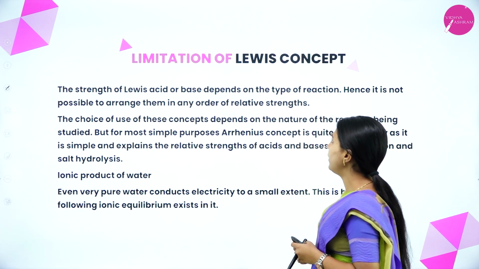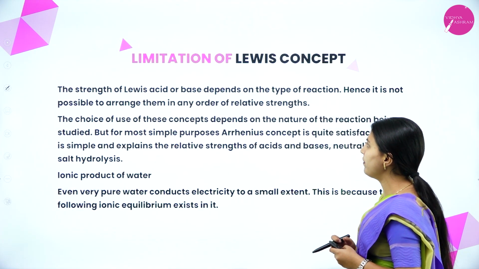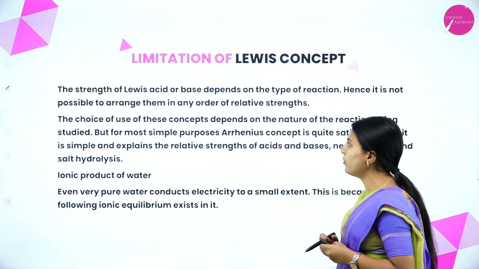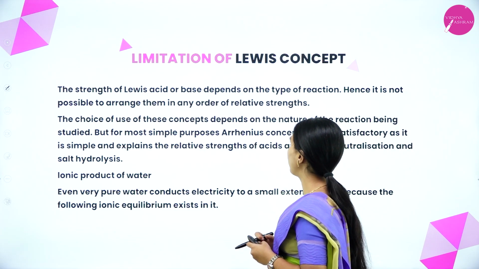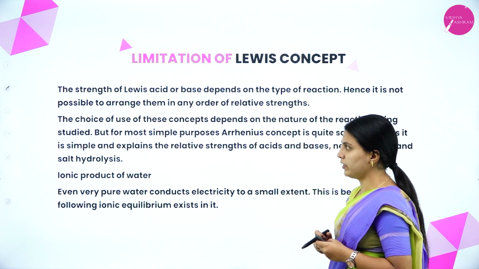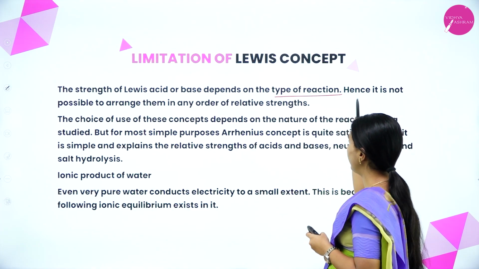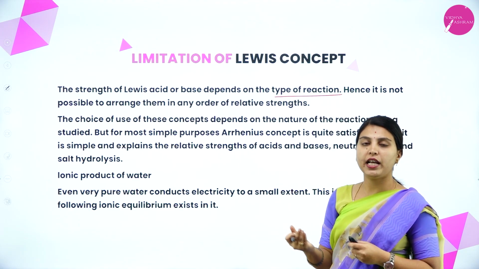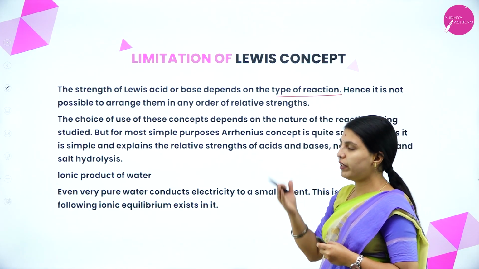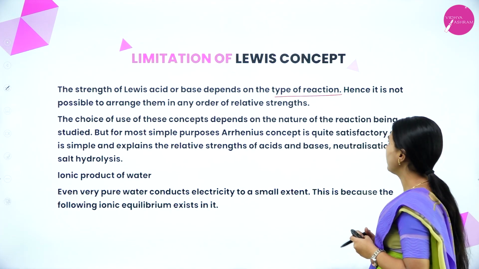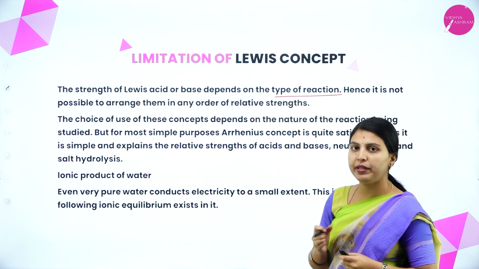Next, the limitation of the Lewis concept. The strength of a Lewis acid or base depends on the type of reaction. Hence, it is not possible to arrange them in any order of relative strength. On the basis of the type of reaction, the strength of the Lewis acid and Lewis base will be considered. Hence, it is not possible to arrange them in any order.